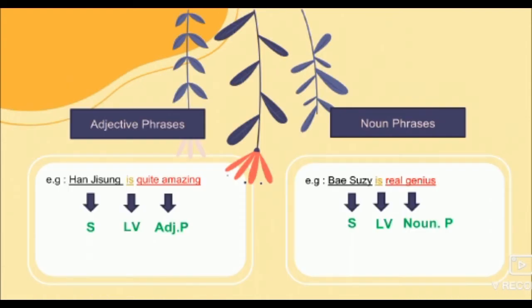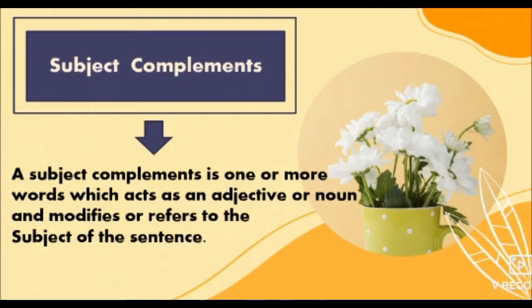For the adjective phrases, we have an example such as Han Ji-sung is quite amazing. Han Ji-sung in here is a subject, is in here is a linking verb. Quite amazing is an adjective phrase. And the second one is noun phrases. We have an example. Bai Suzy is a real genius. Bai Suzy in here is a subject, is in here is a linking verb. A real genius is a noun phrase.